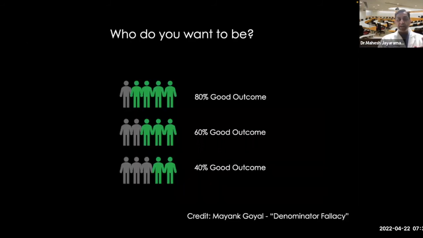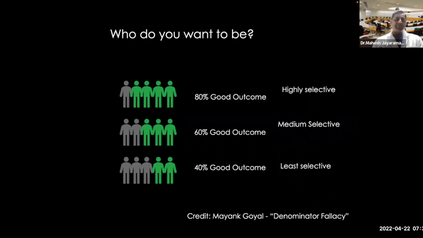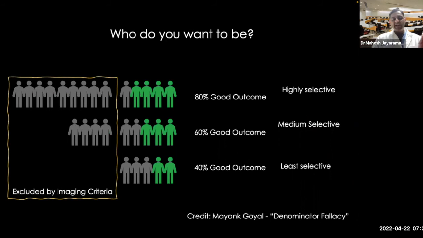Well, that's great. And who do you really want to be, right? So every one of us, I want to have an 80% good outcome. I would be okay at 60%. I don't know if I really want to admit that I only have a 40% good outcome rate. But how do you get there? You get there based on how selective you are. So the people that tell you they have an 80% good outcome rate with thrombectomy are highly selective. And those that are 40% good outcome are probably the least selective. And the reason for that is who are they excluding based on imaging criteria?